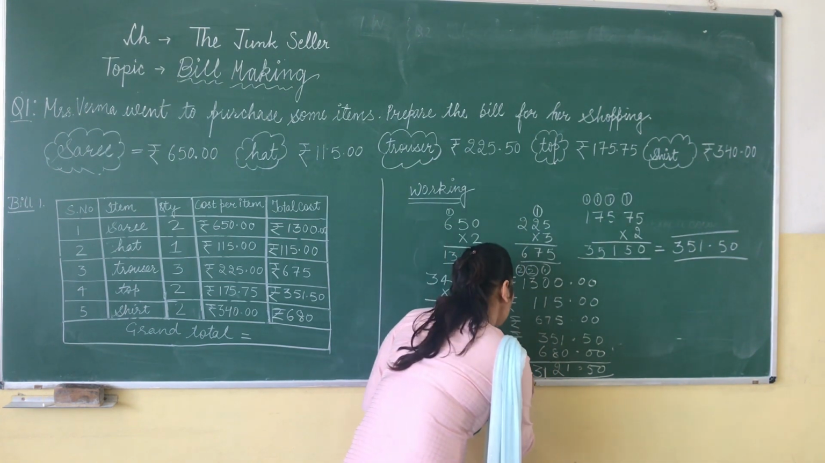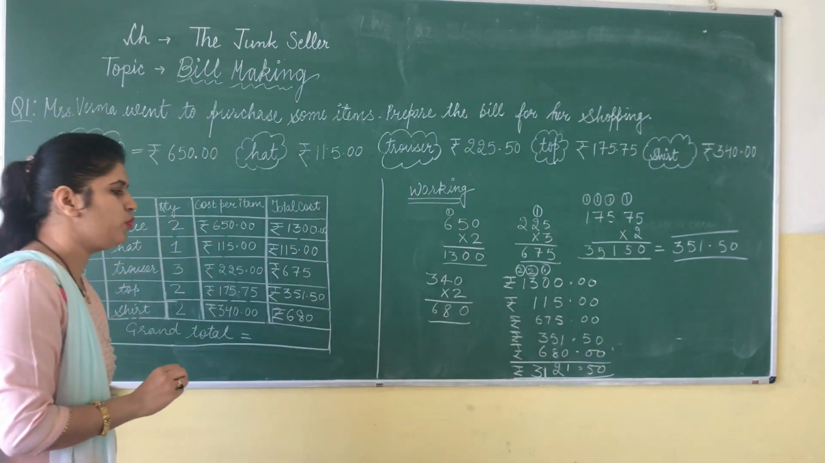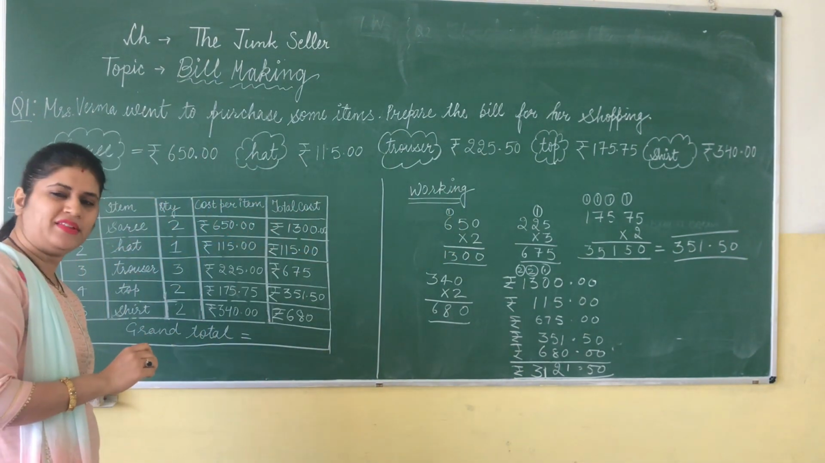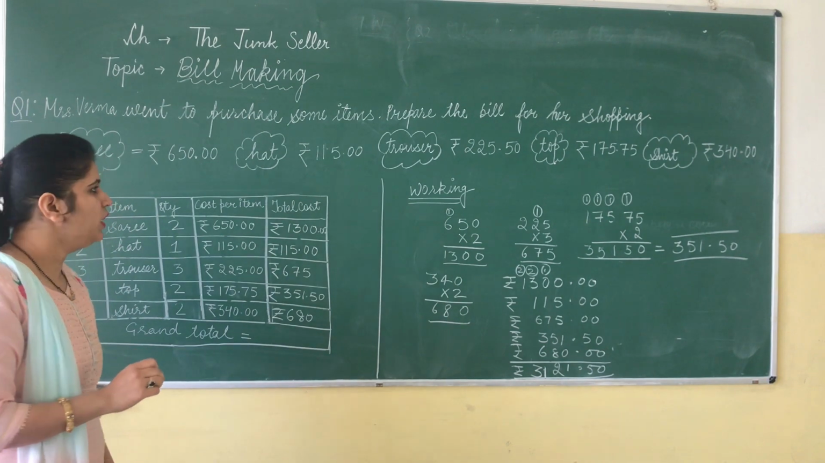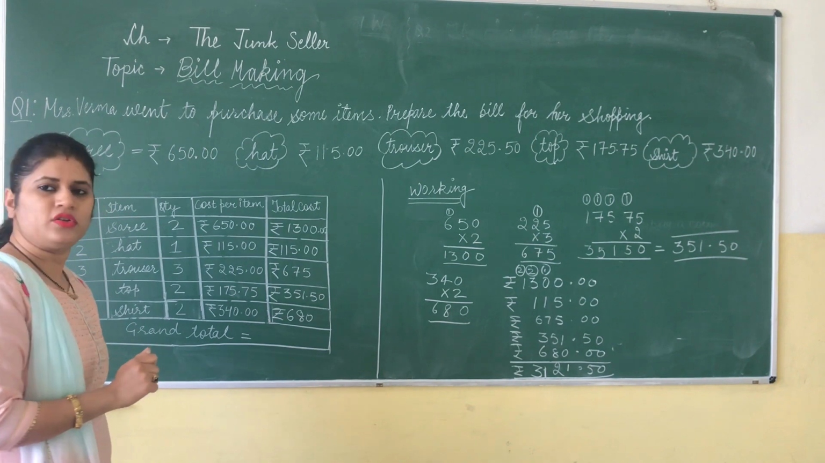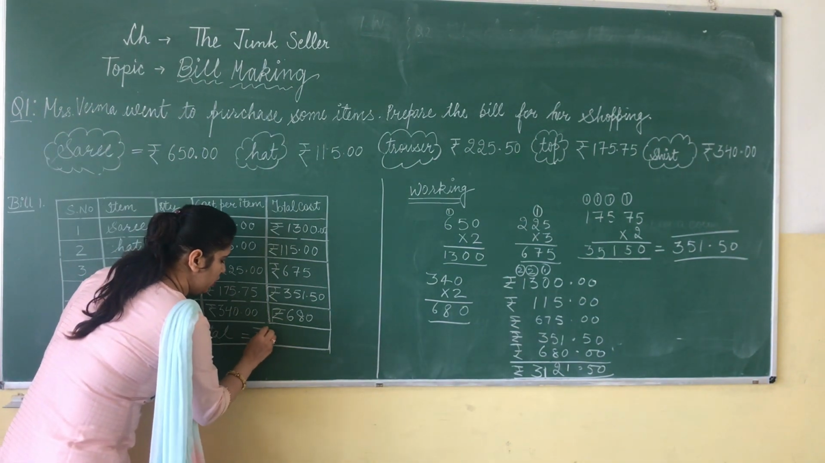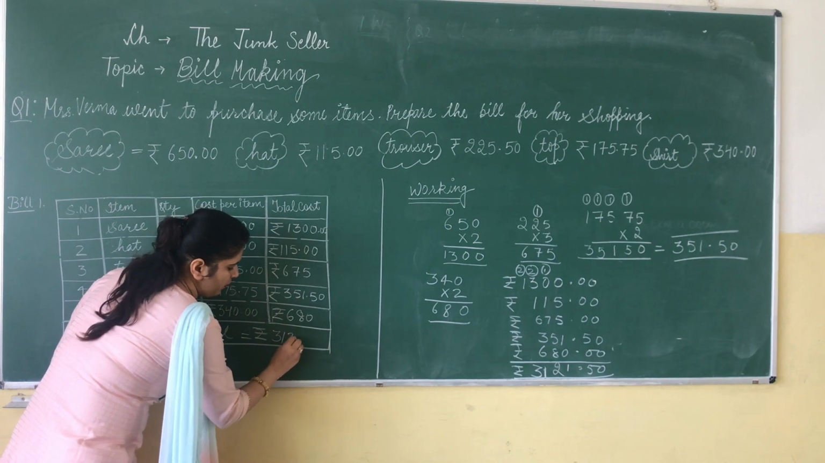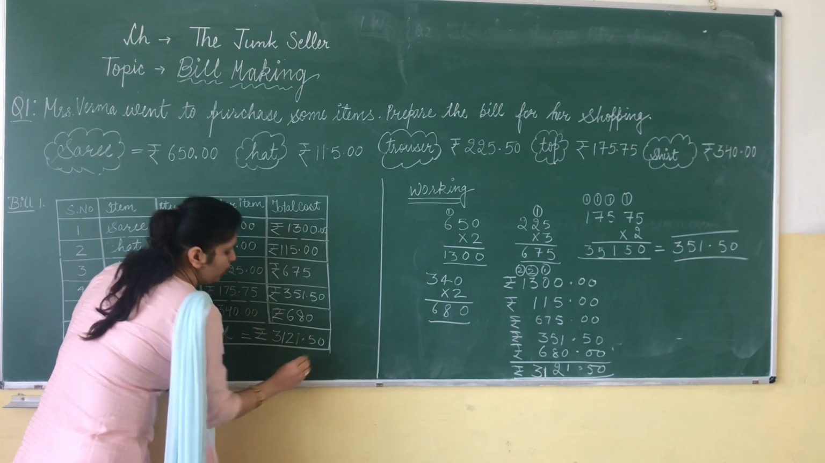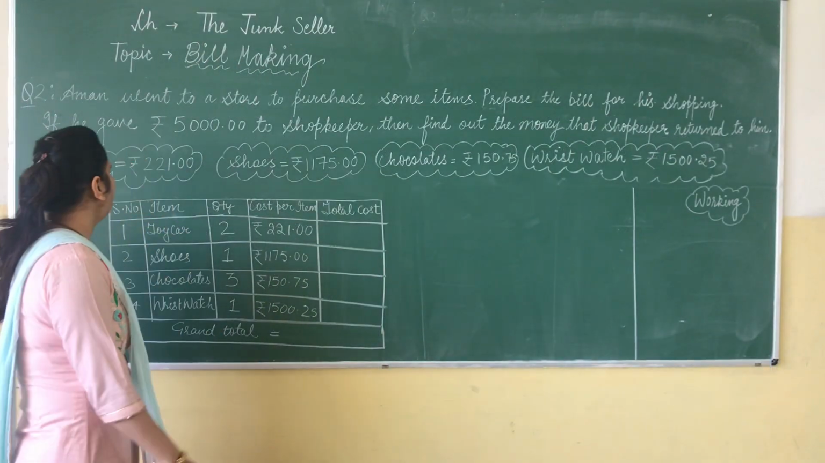So the total amount she has spent is 3121 rupees 50 paise. Understood? 3121 rupees 50 paise. So here we will write the total cost. So this is a bill. Now we will do the second question.